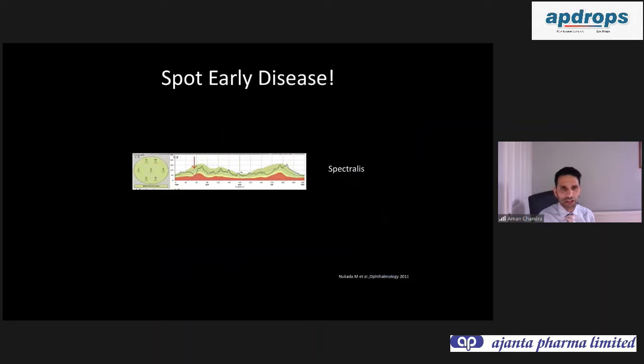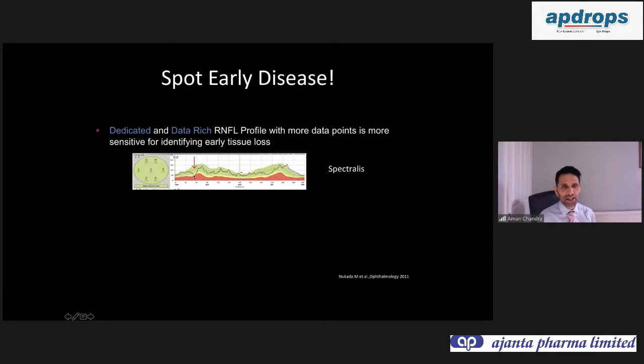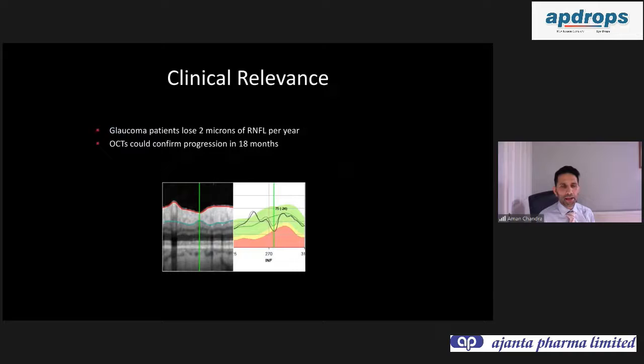Here we have early disease. This is the thickness of the inner retinal layer. And you can see here there's a drop here. So early disease may be spotted. Remember, glaucoma patients may lose 2 microns, just 2 microns of nerve fiber layer per year. And OCTs can therefore confirm progression over 18 months, which allows you to monitor glaucoma, I think, much more accurately than just doing visual field assessment.